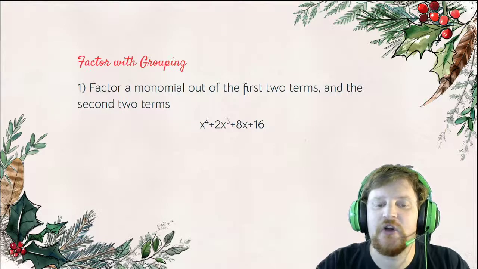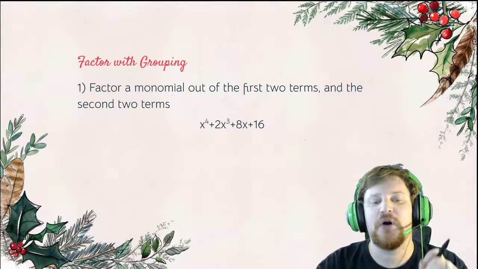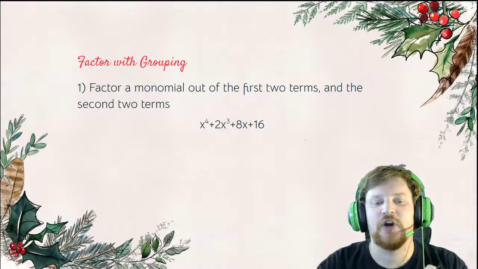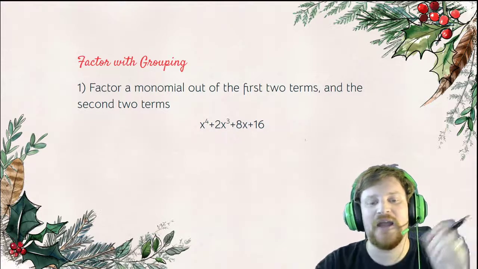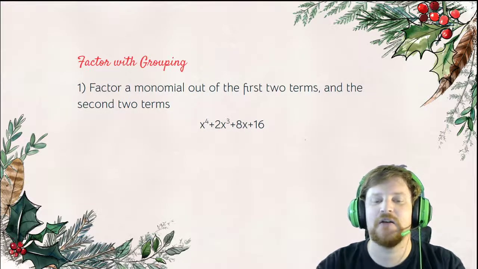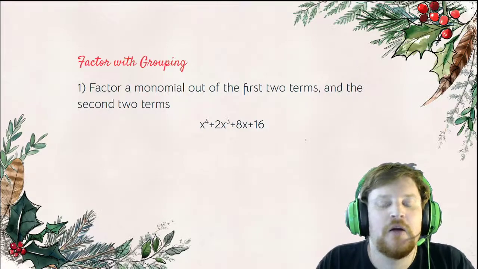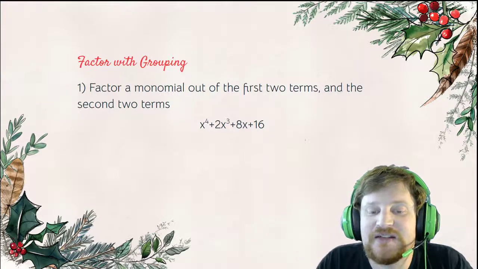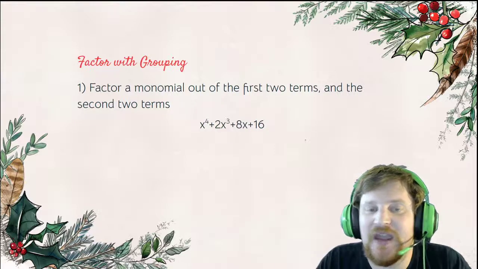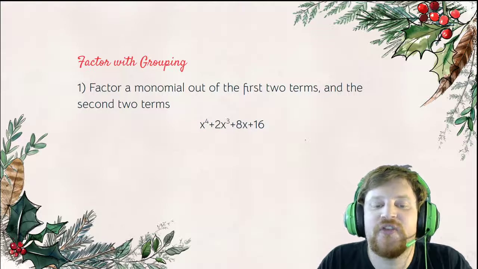With luck, you saw that they're not both even, so there's no number that they both share, but they both have x's, and the largest power that both have is 3, because the first one has 4, but the second one only has 3. So we'll be able to pull out an x cubed. Now when you look at the second 2 terms, 8x and 16, what's the largest thing that they both share? Once again, hopefully you see that since the 16 doesn't have an x term, there can't be an x that they share, but they are both multiples of the number 8.